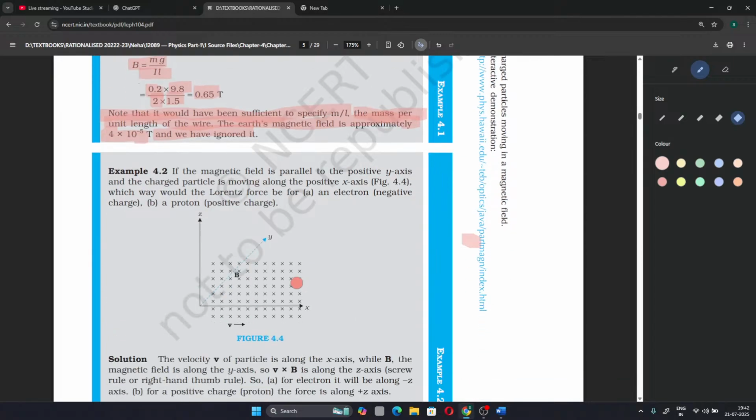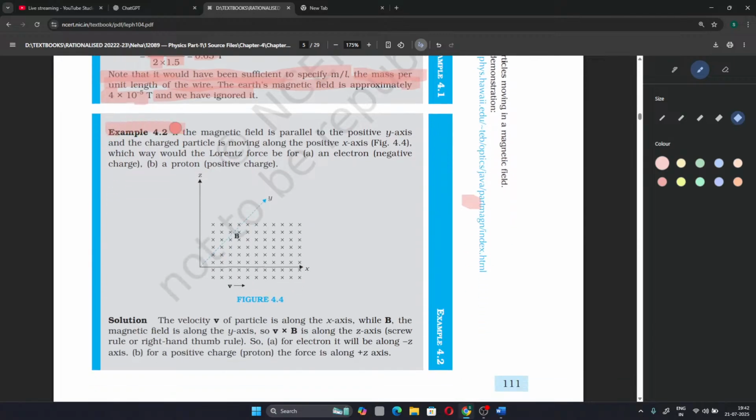Okay, let's go to the next example here. Example 4.2. If a magnetic field is parallel to the positive y-axis, and the charged particle is moving along the positive x-axis, which way would the Lorentz force be for A, an electron, negative charge, and B, a proton, a positive charge?